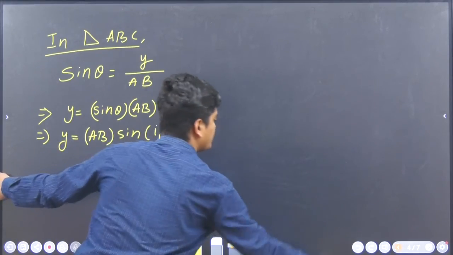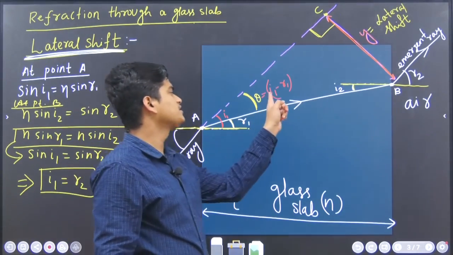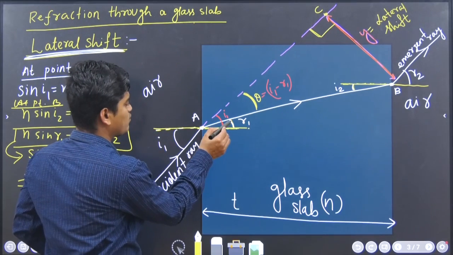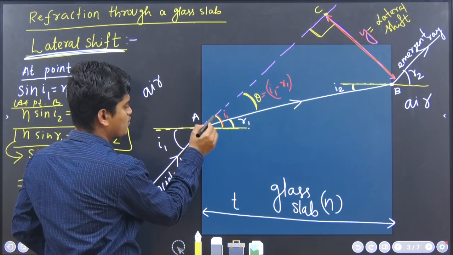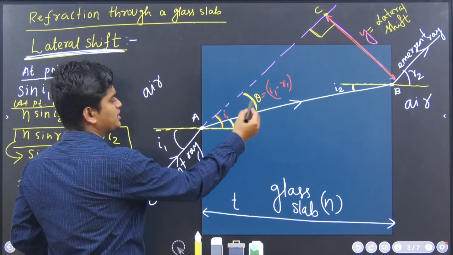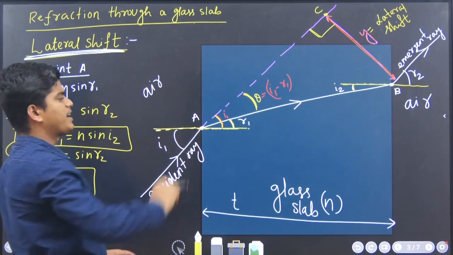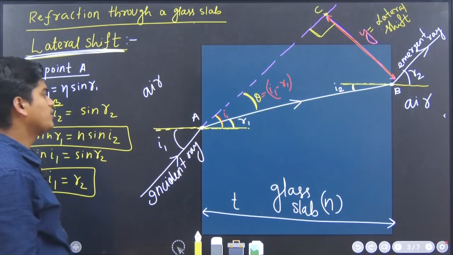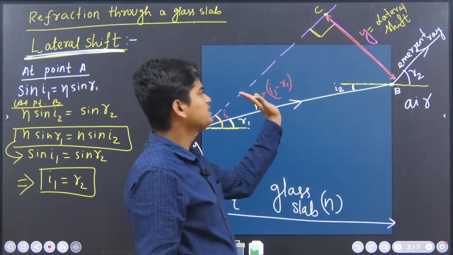Because in this picture itself I can understand my theta is nothing but I1 minus R1, because this is I1 and this is R1. This is I1, this is R1. So theta is nothing but I1 total angle minus R1. Now here I am understanding about my sine theta.